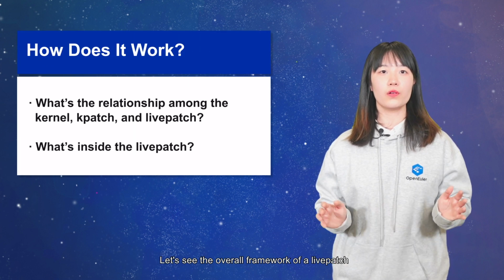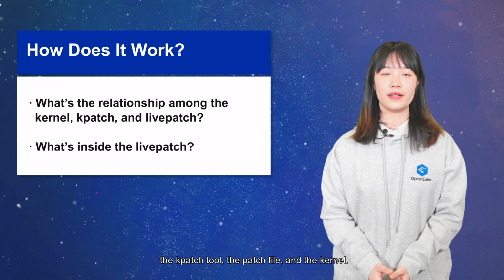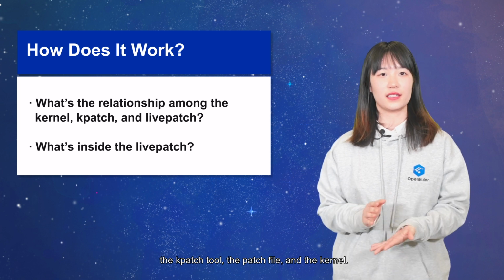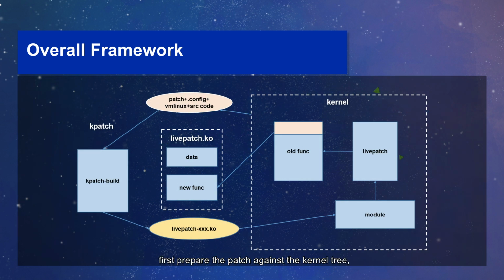Let's see the overall framework of a Livepatch, which includes three main parts: the kpatch tool, the patch file, and the kernel. When installing a patch file, first prepare the patch against the kernel tree, configuration file, VM Linux file, and source code for kpatch, which then build the Livepatch. Next, after the KO binary file is built, this file is inserted into the kernel for initialization and processing. Last, a jump instruction is added to the old function to link it to the new function, and the patch is installed.